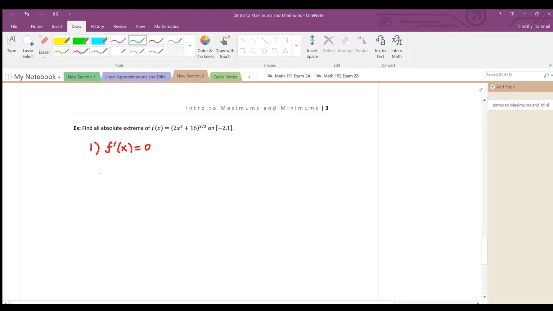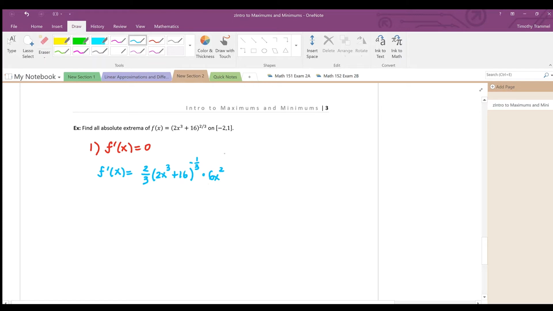So f prime of x is equal to, and we're going to have to use the chain rule, right? Bring down the 2/3, 2x cubed plus 16 to the -1/3. And then we have to use the chain rule. We have to multiply by the derivative of the inside. So times 6x squared.